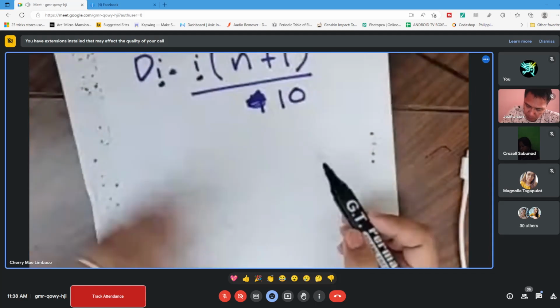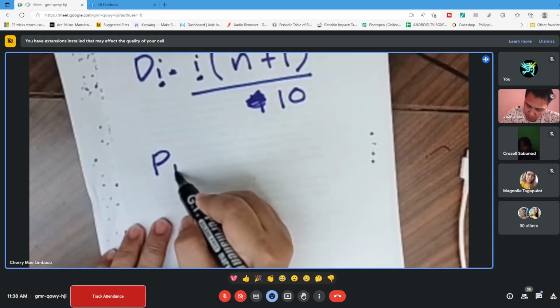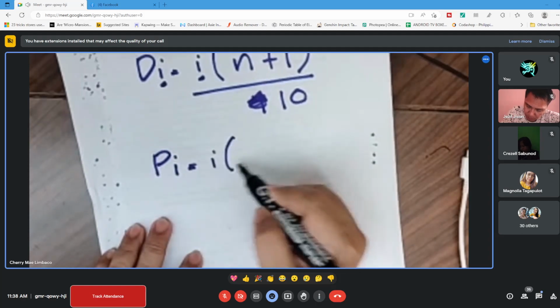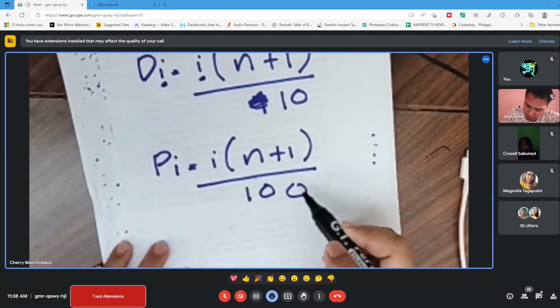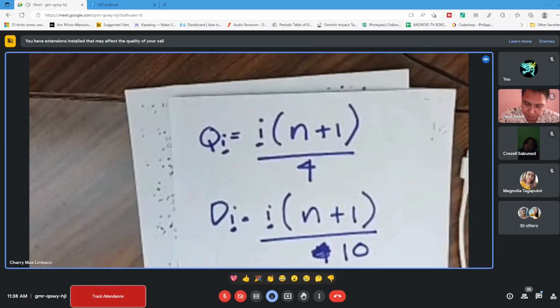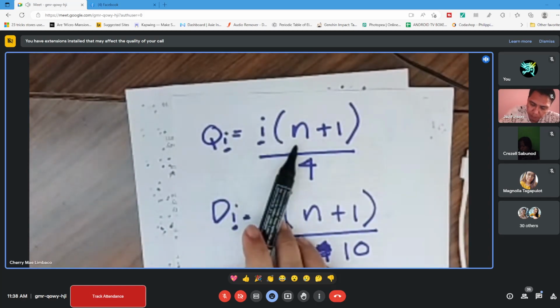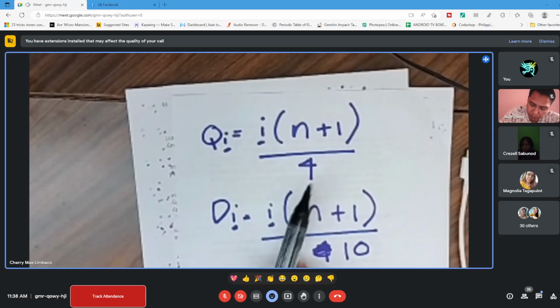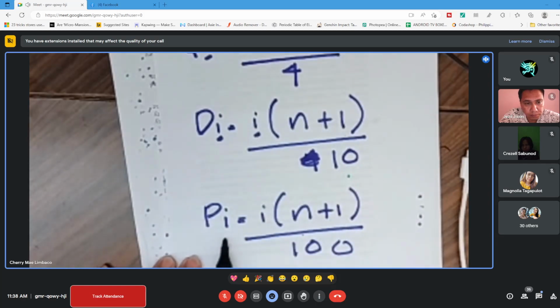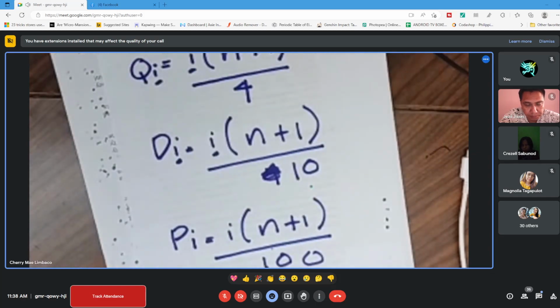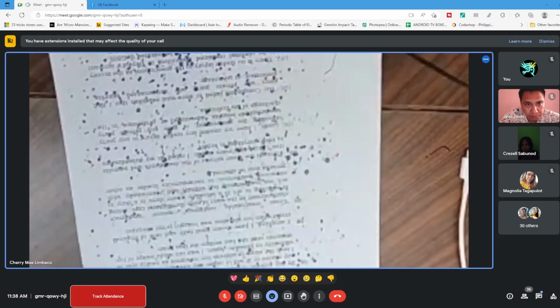Okay. Now, for percentile, Pi is equal to i(n plus 1) over 100. So you have three kinds of formula: for quartile, i(n plus 1) over 4; for decile, i(n plus 1) over 10; for percentile, i(n plus 1) over 100. Okay. Now, like the median, we need to arrange the data from lowest to highest.